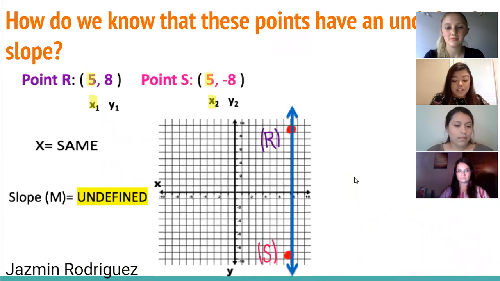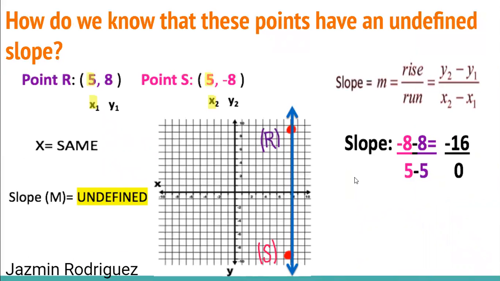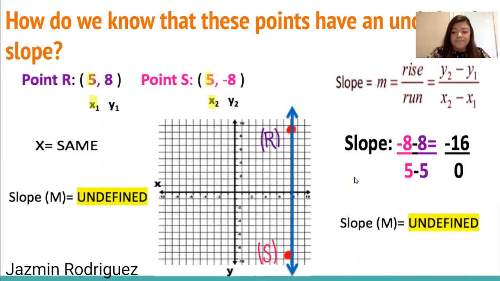The other way to tell that our slope is going to be undefined is by finding the slope through our slope formula. When we solve for our slope, we have our denominator as 0. Anytime that we have a 0 in the denominator, our slope will also be undefined.